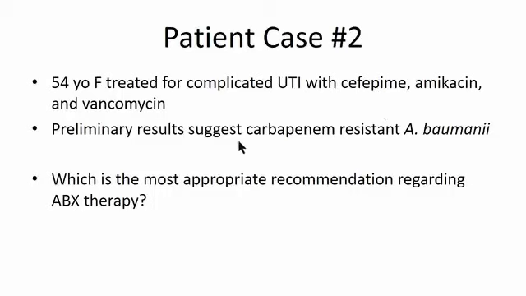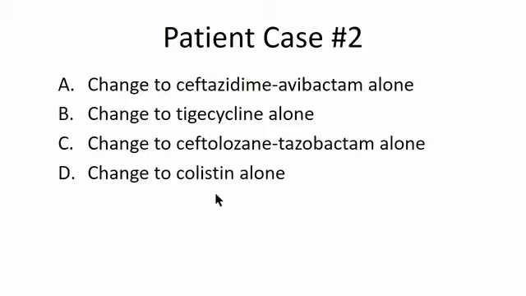So patient case number 2, a 54-year-old female treated for complicated UTI with cefepime, amikacin, and vancomycin. The preliminary results suggest a carbapenem-resistant Acinetobacter baumannii. Which of the following is the most appropriate recommendation for this antibiotic for this patient? Is it change to ceftaz-AV, change to tigecycline, change to ceftolozane, or change to colistin?